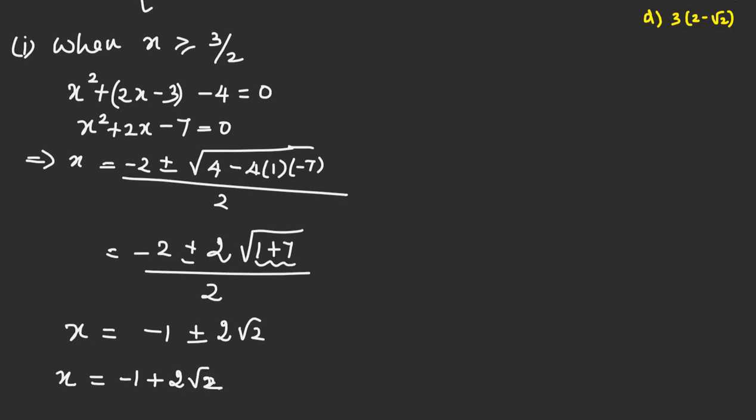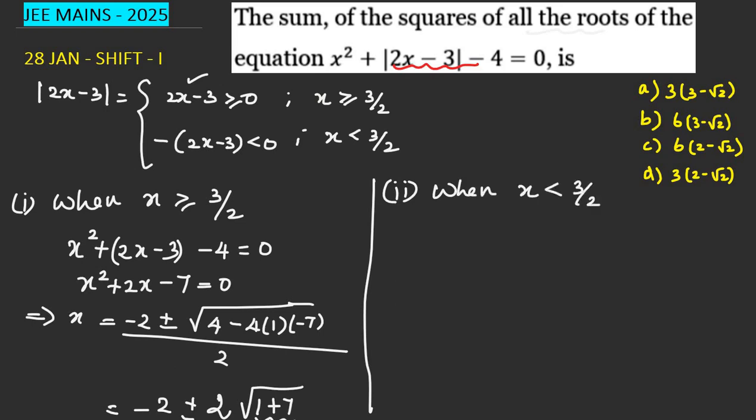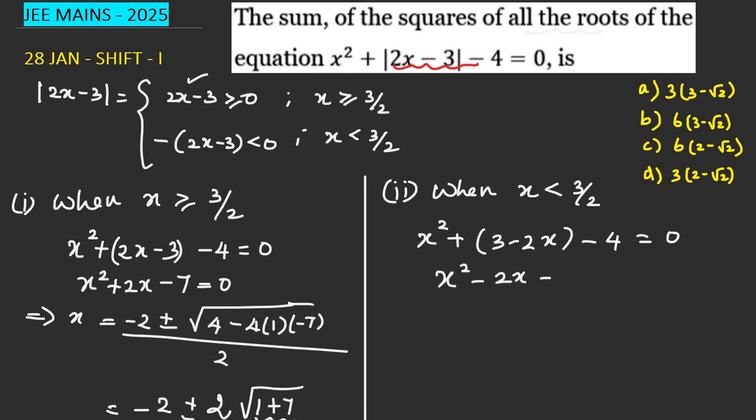Minus 1 minus 2 root 2 is the negative value, we are not taking. We take x is equal to minus 1 plus 2 root 2. Next, second case, we are taking the equation when x is less than 3 by 2. The equation becomes x squared minus x squared plus, this can be written as 3 minus 2x minus 4 equal to 0, or this is x square minus 2x minus 1 is equal to 0.